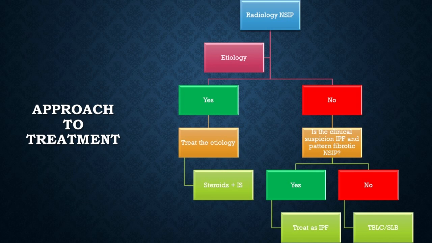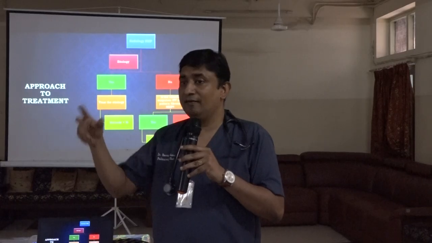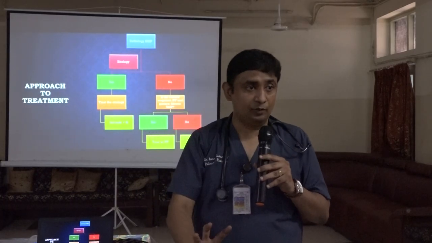If you do not have an etiology, then the important question to ask is, you have fibrotic NSIP on radiology. Is your clinical suspicion IPF? If your clinical suspicion is IPF, you may recall from the previous talk, a fibrotic NSIP and clinical suspicion of IPF, your final diagnosis is IPF. Am I confusing you? Clinical suspicion is IPF and fibrotic NSIP, which is equivalent to probable UIP. When your clinical suspicion is IPF, your final diagnosis is IPF.